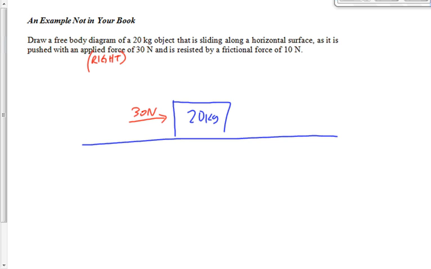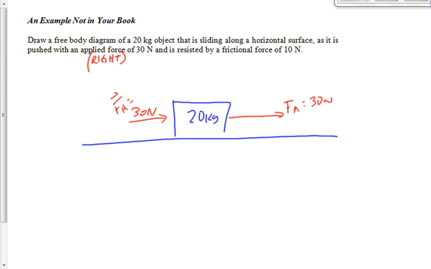Is he right, guys? Is Aiden right here? Yeah, that's good. Let's label it as FA is 30 newtons, just so that we remember what force it is, right? Could I have drawn that force over here? FA is 30 newtons.